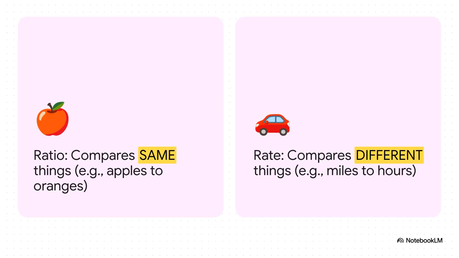A ratio compares similar things, like apples to oranges. Both are fruits. But a rate is special. It compares two totally different kinds of things, like distance and time.